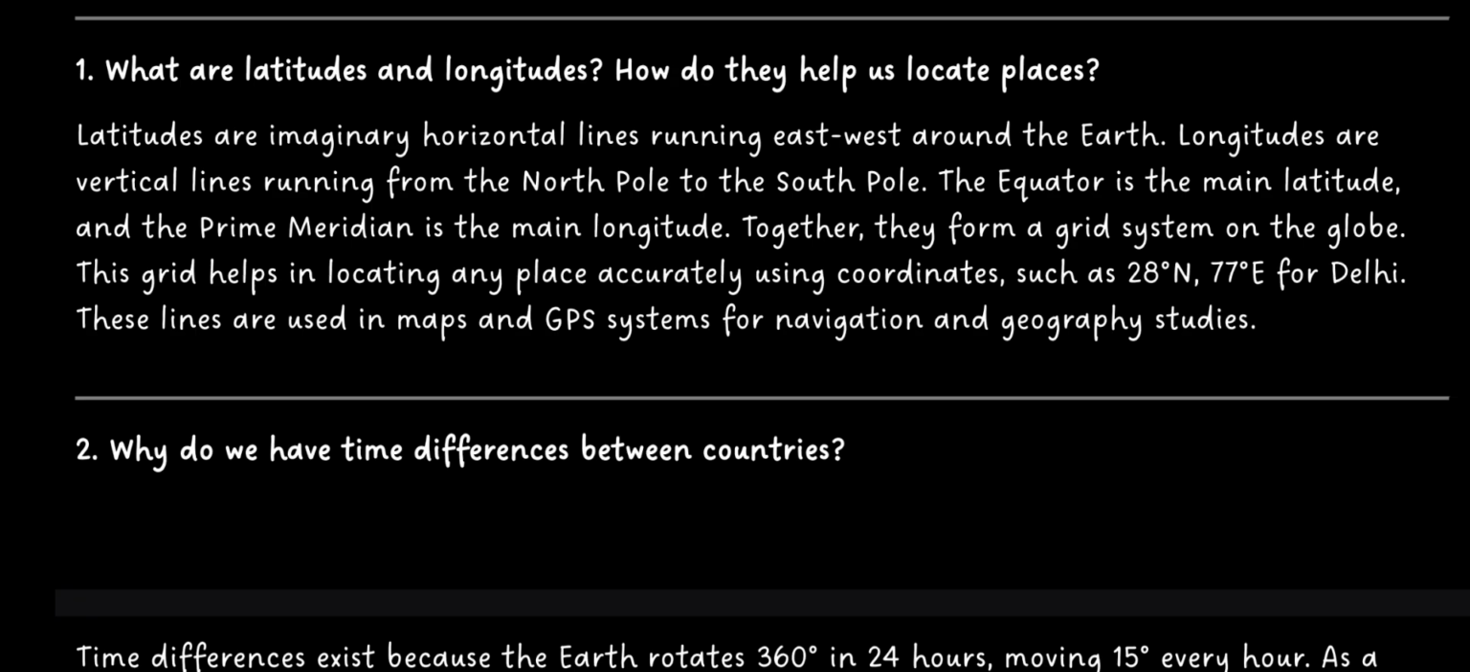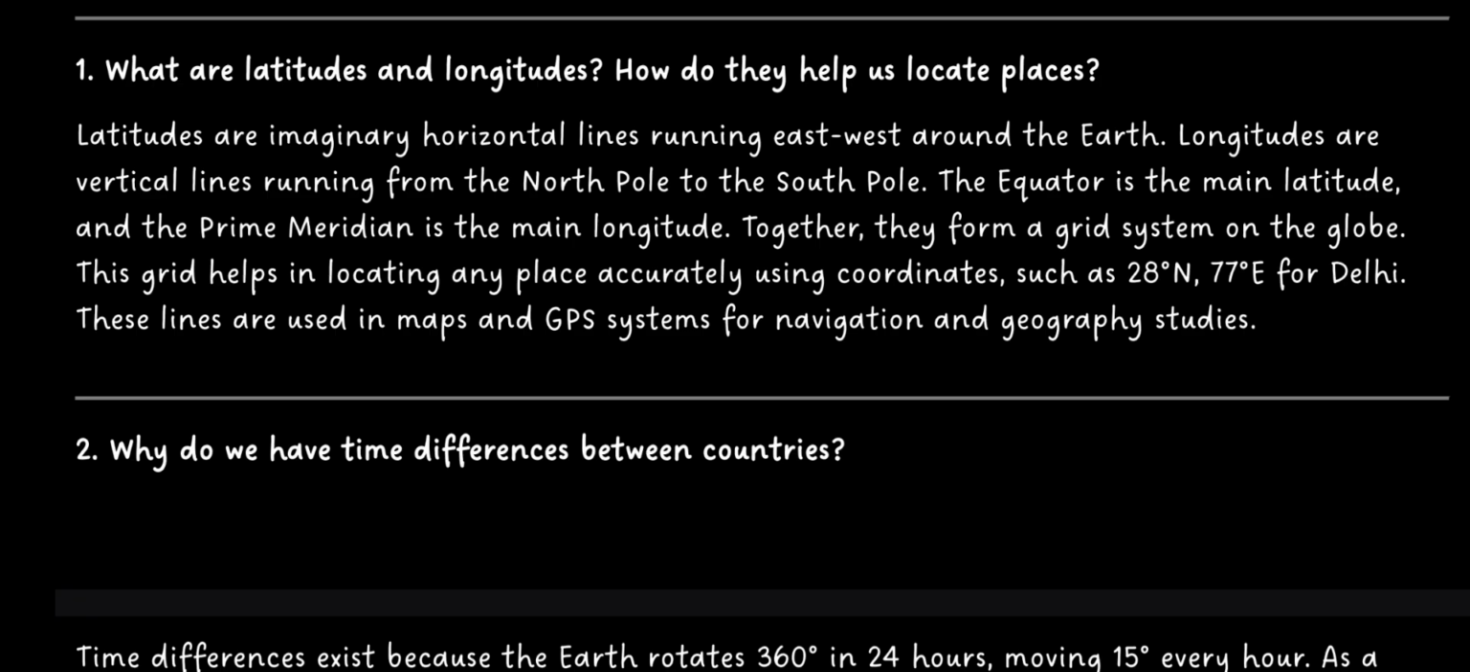Latitudes are imaginary horizontal lines running east to west around the earth. Longitudes are vertical lines running from North Pole to the South Pole. The equator is the main latitude and the prime meridian is the main longitude. Together, they form a grid system on the globe.